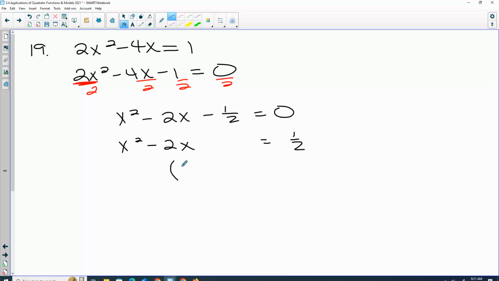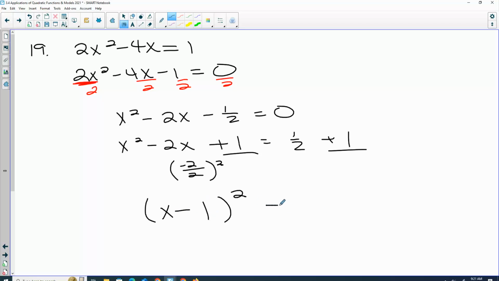Then you take your middle term, divide it by 2 and square. So negative 2 divided by 2 is negative 1. Negative 1 squared is positive 1. So we add 1 to both sides of our equation. Then we have created a perfect square. So what multiplies to 1 and adds to negative 2? Just negative 1 and negative 1. So x minus 1 squared equals 3 halves.